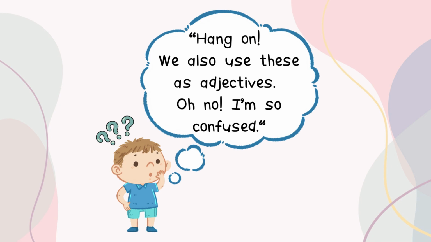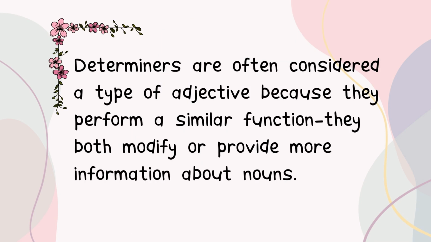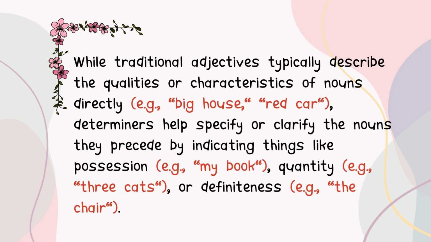Hang on. We also use these as adjectives. Oh no, I'm so confused. Determiners are often considered a type of adjective because they perform a similar function. They both modify or provide more information about nouns. While traditional adjectives typically describe the qualities or characteristics of nouns directly, for example, big house, red car, determiners help specify or clarify the nouns they precede by indicating things like possession, for example, my book, quantity, for example, 3 cats, or definiteness, for example, the chair.